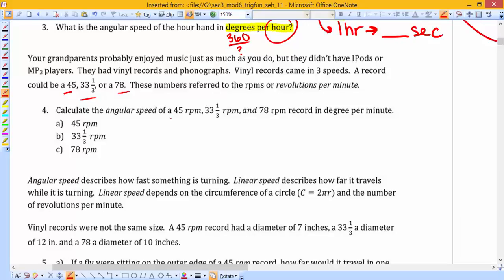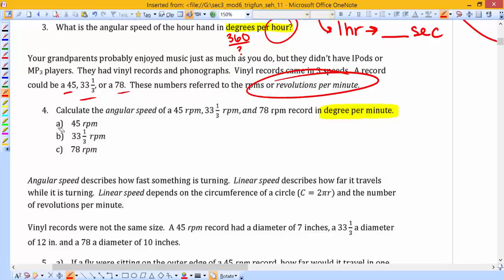If you were to take a record and put a mark on that record and click a counter every time it comes back around to that same position while it's spinning, you are going to click it 45 times in 1 minute. So that's what the RPMs is. When I want to find the angular speed of a 45 RPM record, I want how many degrees it is covering in 1 minute. The 45 is revolutions per minute, so it's going around 45 times.